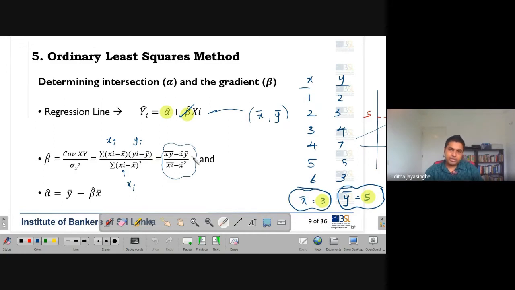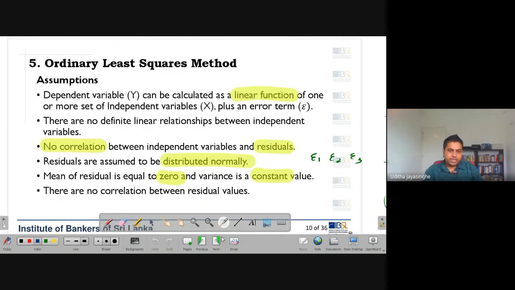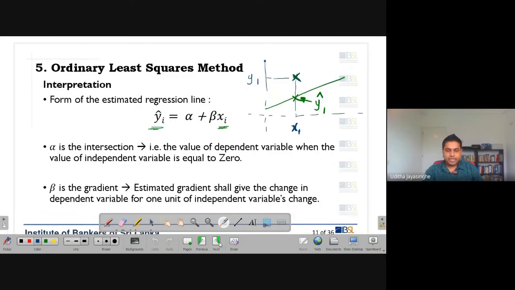From this equation, or another form of the same equation which is highlighted here, you can use either one depending on the exam scenario and calculate beta. Once we know beta, for the known point of x bar and y bar, we can put those values for x bar and y bar and the calculated beta and calculate alpha. So under OLS, this is the first set of calculations that we use.